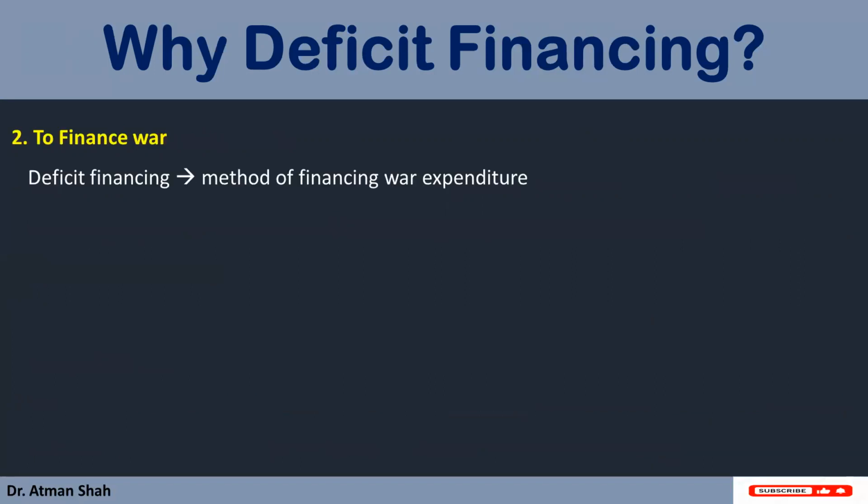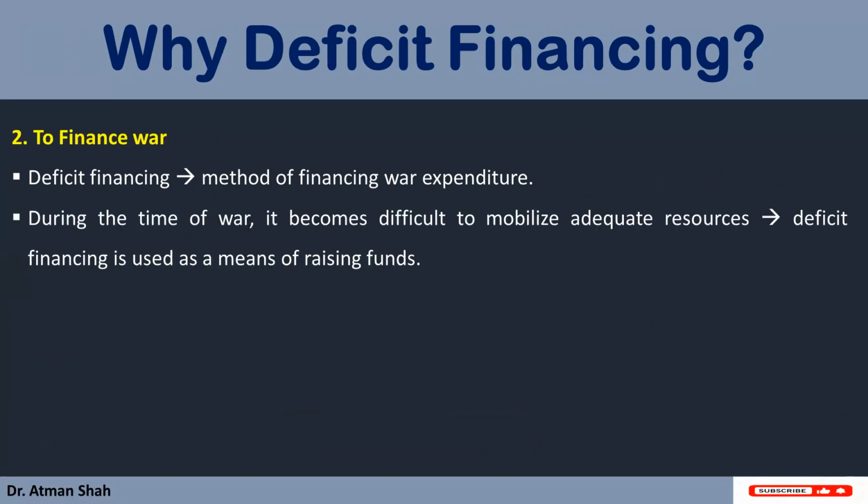Second is to finance war. Deficit financing is a method of financing war expenditure because during wartime, it becomes difficult for the government to mobilize adequate resources, and deficit financing is used as a means of raising funds.